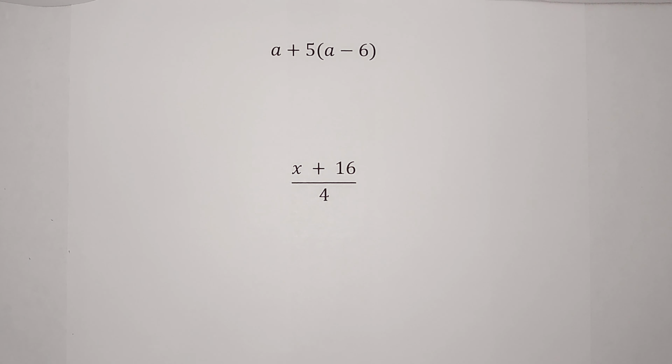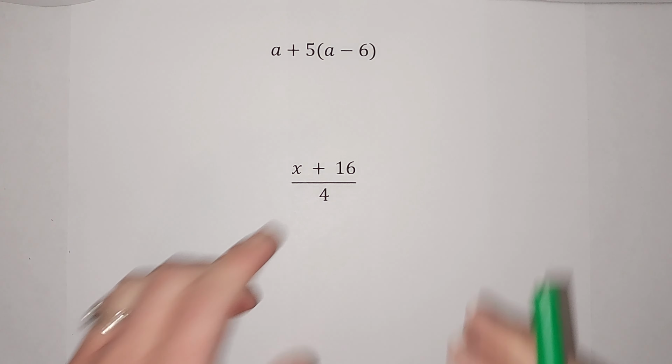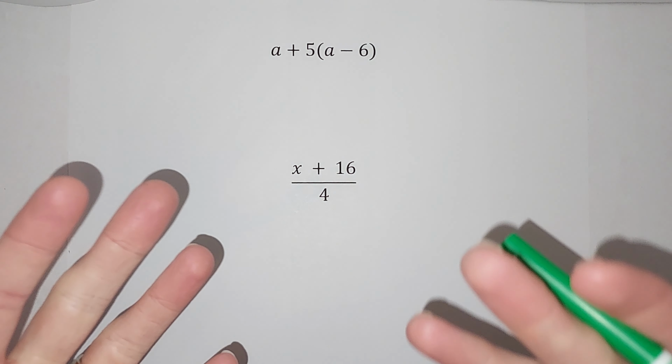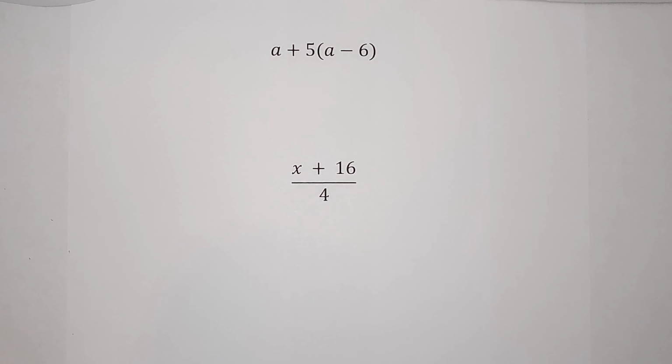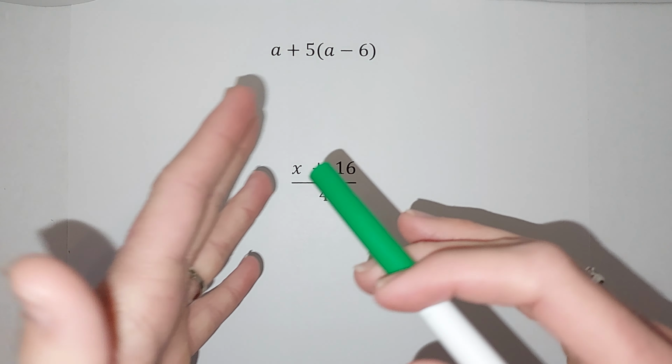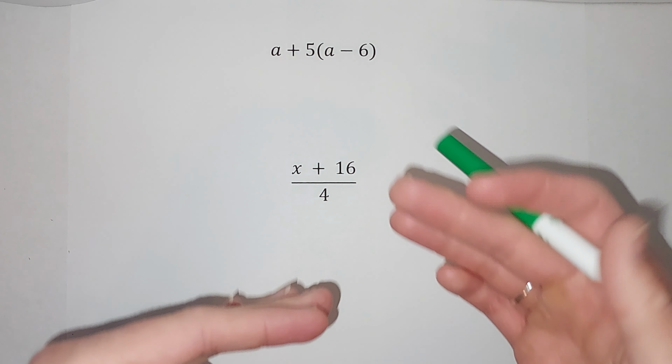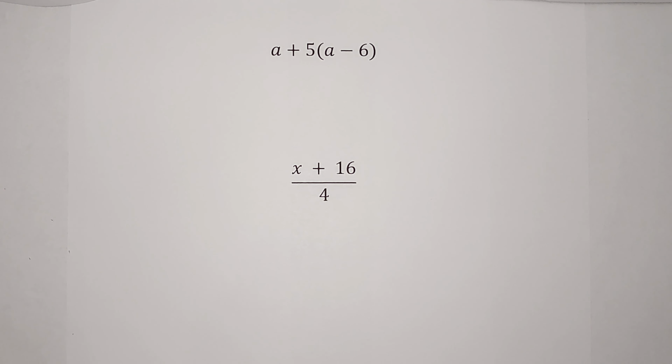Hey guys, we are being asked to simplify these expressions. That basically means there's not an equal sign. That's why it's called an expression, not an equation. So we're not going to get this down to A equals something. We're just going to get it simplified as far as we can.